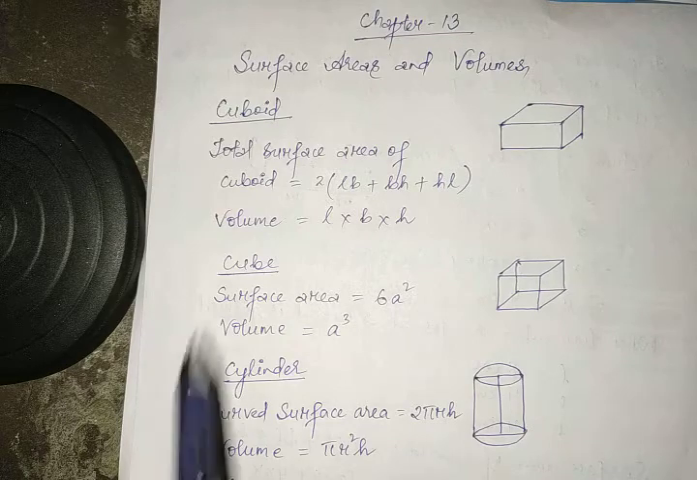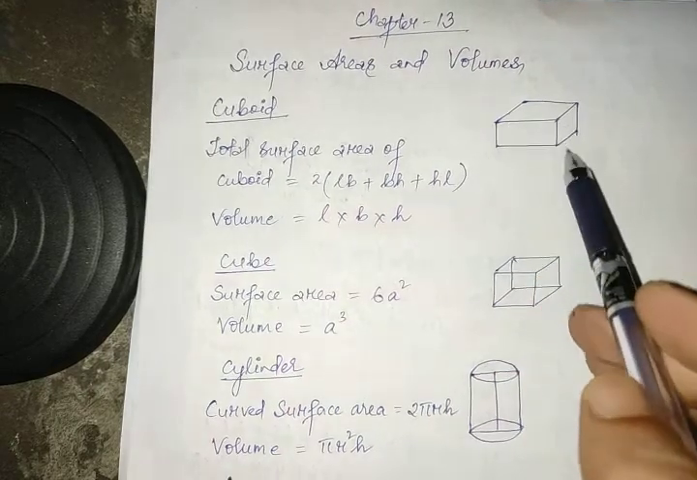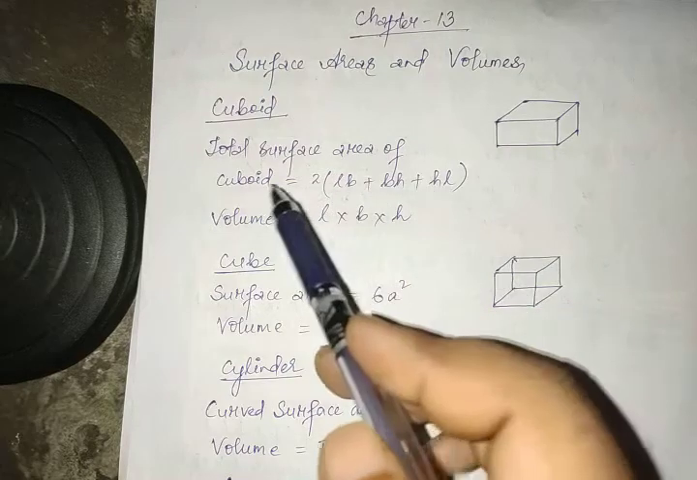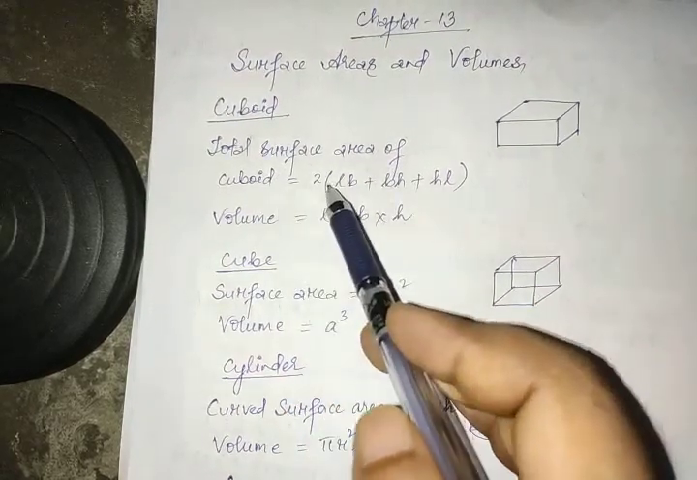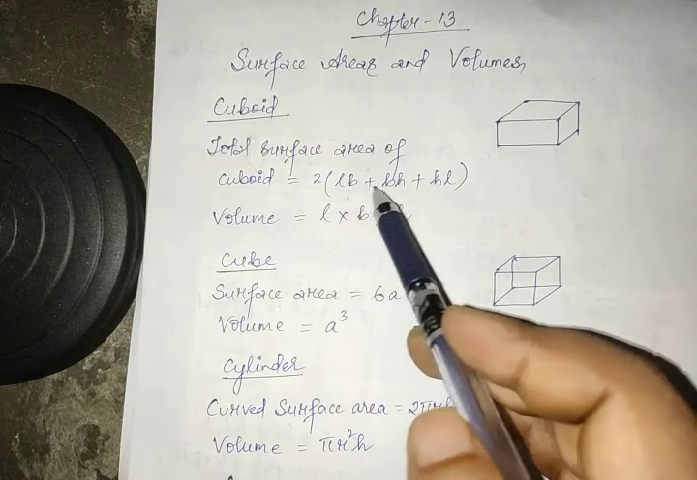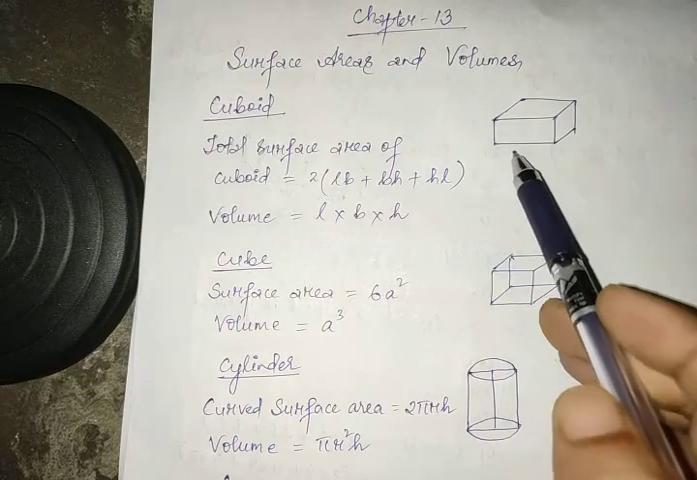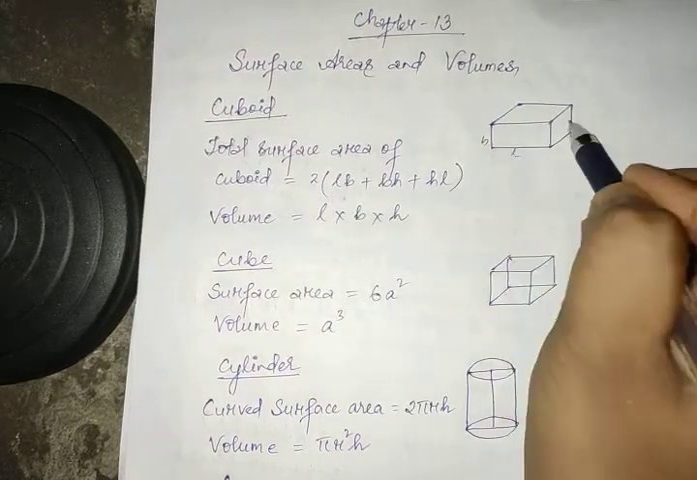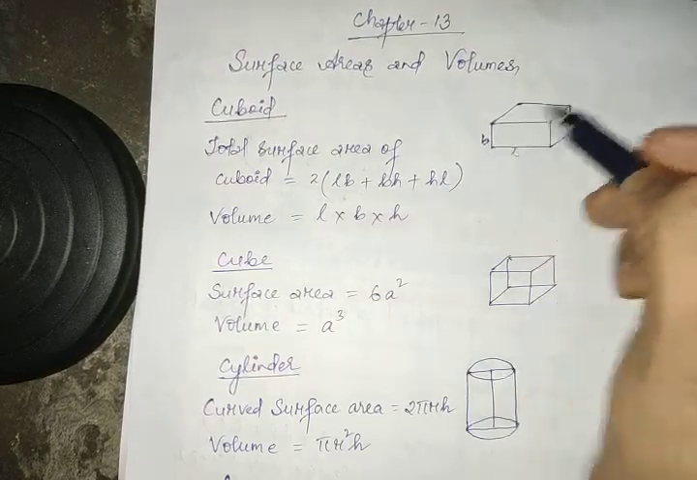First of all, let us start with the cuboid. As you can see in the figure, this is a cuboid. How to find the surface area and volume? This is the formula. Total surface area of a cuboid is 2 into (length into breadth plus breadth into height plus height into length). In this figure, you have length, breadth and height, and all the sides are different.